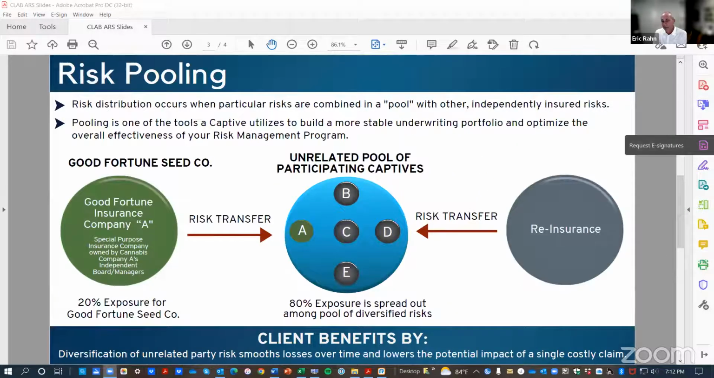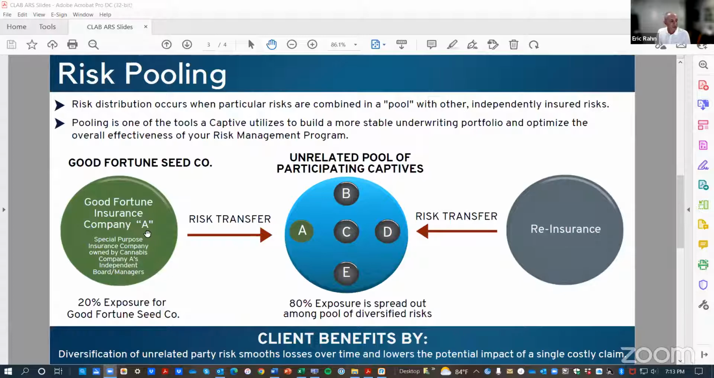Risk pooling. In order for a captive to be legal, it needs to show transfer of risk. So how does that happen? Risk distribution occurs when particular risks are combined in a pool with other independent insured risks. Pooling is one of the tools a captive utilizes to build a more stable underwriting portfolio and optimize the overall effectiveness of the risk management program.